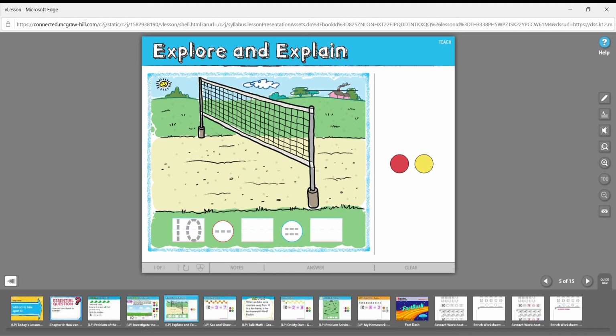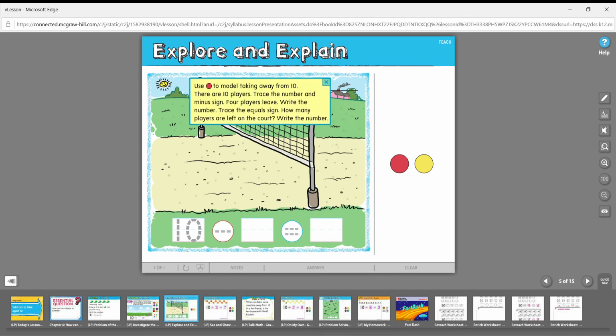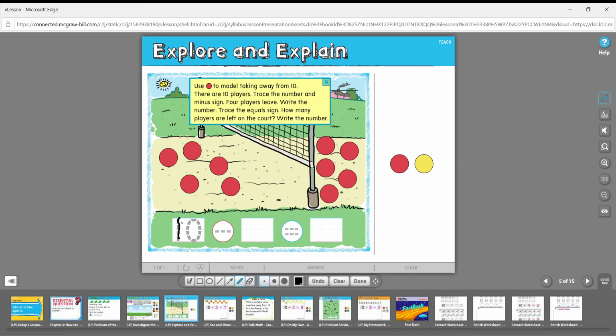Explore and explain. So there's a net. Let's see what the question is. Use the red counters. Okay, so you of course don't have the red counters, so you're going to draw, but it says taking away from 10. There are 10 players. All right, 1, 2, 3, 4, 5, 6, 7, 8, 9, 10. So I'm going to trace the number 10 and the minus sign.